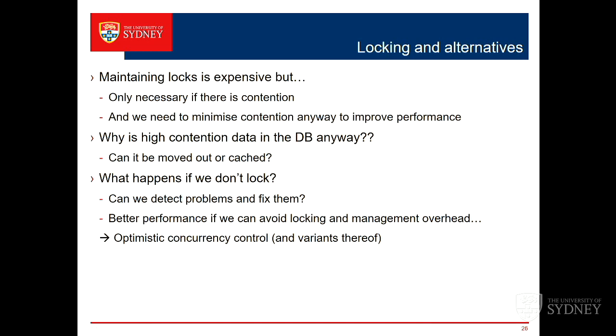So, locking and alternatives. Maintaining locks is obviously complicated and expensive. And you really only need to do it if there is contention. I said for performance reasons we want to minimise contention anyway, because contention costs you in things waiting on each other. So why do I have high contention data in my database anyway? It's a bad design. So what I might want to do is move it out of the database, or cache it, or use some other mechanism to avoid having really, really hot spots. Hot data is really bad for your performance.